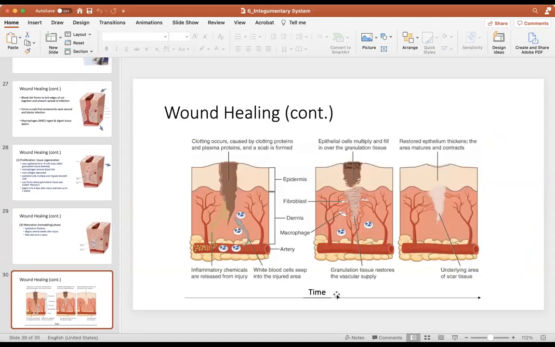Oh, I'm sorry, I forgot I have an image here. Let's start that again, but if an image is helpful for you, this just kind of goes through over time. So starting from the cut all the way to the remodeling phase. So that diagram might be helpful as well, in addition to the other slides I had. Okay, so that wraps up chapter 6.